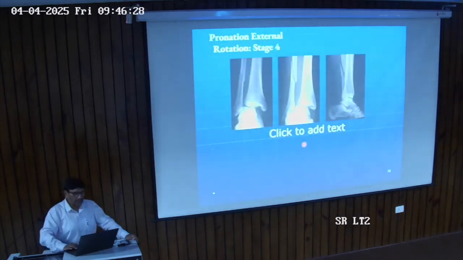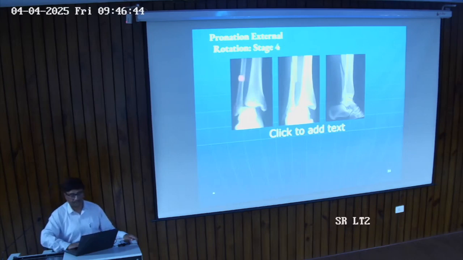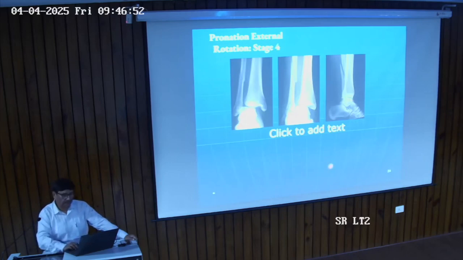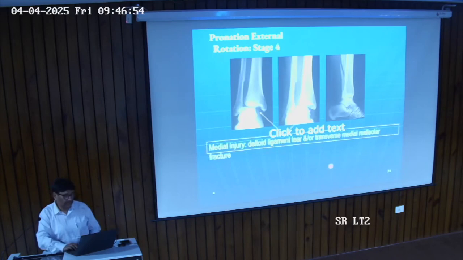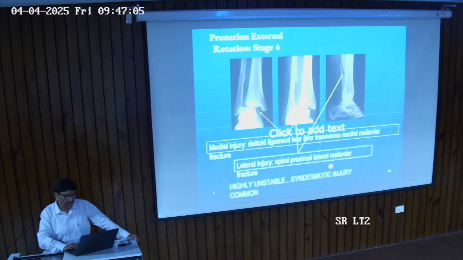Okay. So this is what happens in stage 1, medial malleolar fracture or deltoid ligament rupture. Stage 2, AITFL rupture. Stage 3, a fibular fracture, which is higher up. Stage 4, there may be a posterior malleolar fracture or PITFL injury. Medial injury, deltoid ligament or transverse medial malleolar fracture. Next is lateral injury, spiral proximal lateral malleolar fracture. Then syndesmotic injury is common.